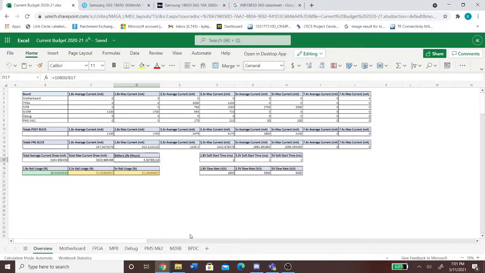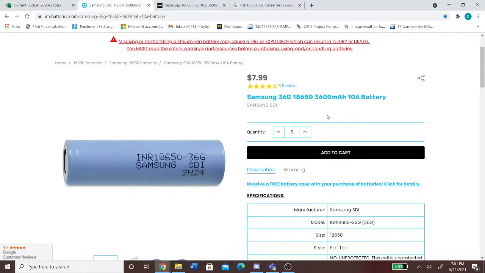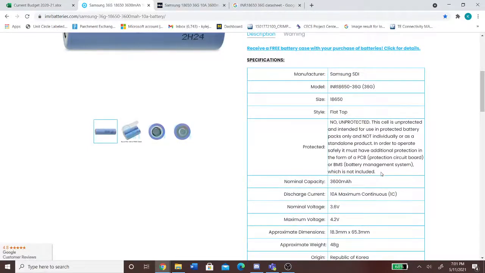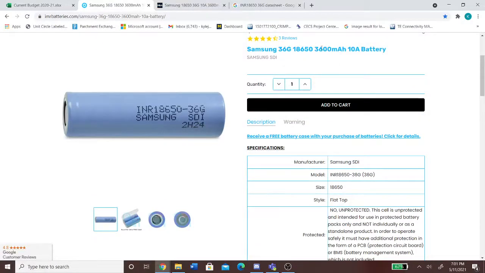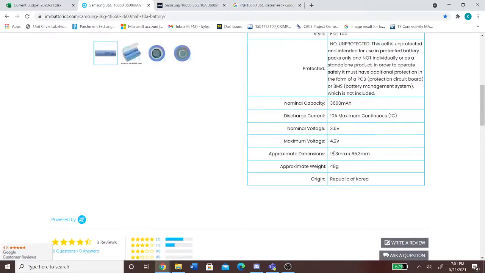And that's pretty much all I have for you today, I think. I just kind of walked you through how to do a current budget and how to pick out a battery based on your specifications. Basically, you want to weigh the benefits, because right here we have a 3600 milliamp hour battery. That's a pretty good capacity for a single cell. But the bigger your capacity, the bigger the battery is going to be.